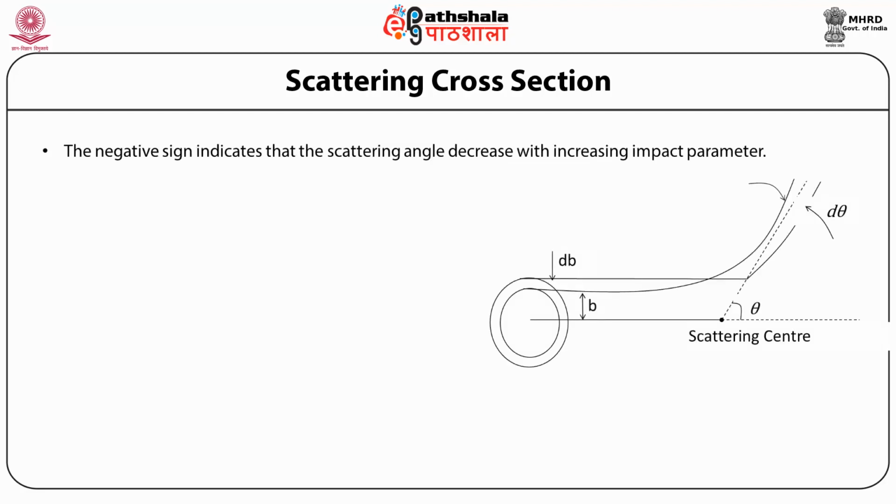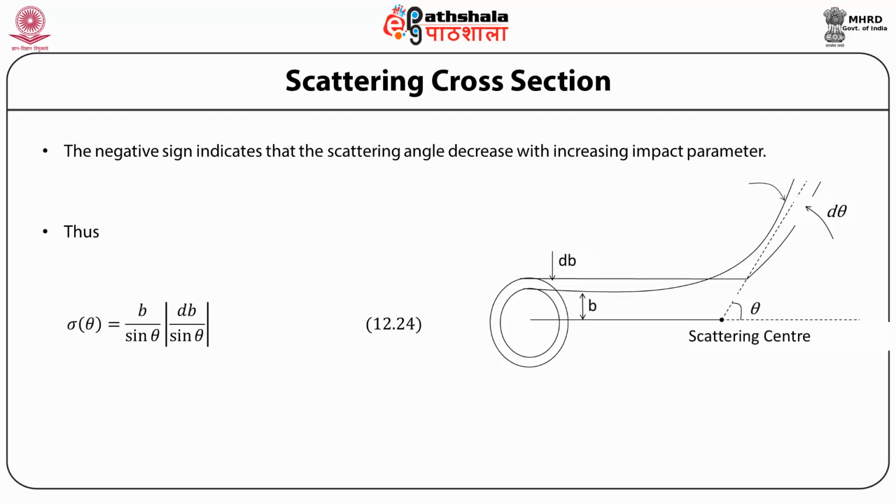The negative sign indicates that the scattering angle decreases with increasing impact parameter. So what we have said earlier can be seen from this figure. All those particles which have their impact parameter lying between b and b plus db lie in an area, the area of this annular region, which is 2 pi b db, and the number of particles in this is 2 pi b db into flux. All these particles scatter by an angle between theta and theta plus d theta.